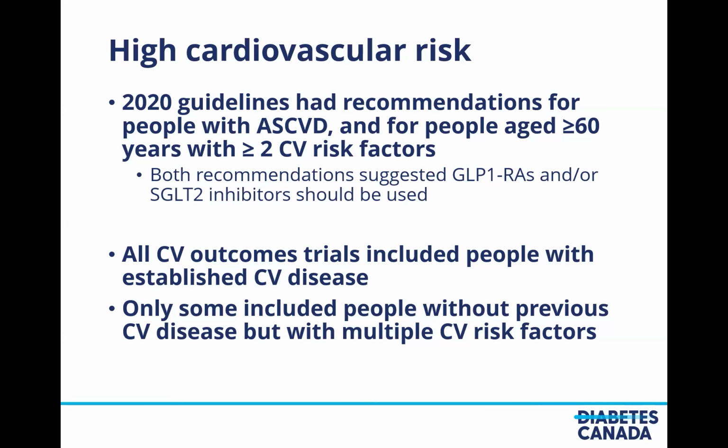So a key challenge, therefore, in interpreting the evidence is that the trials were underpowered to examine whether the primary prevention subgroup received the same benefits as the secondary prevention subgroup. To be true to the evidence, therefore, we removed the recommendation for age greater than 60 and greater than or equal to 2 cardiovascular risk factors, because that was the inclusion criteria for only one of the outcomes trials. And instead, we used the terminology that was used in all of the trials, that it was for people at high cardiovascular risk.